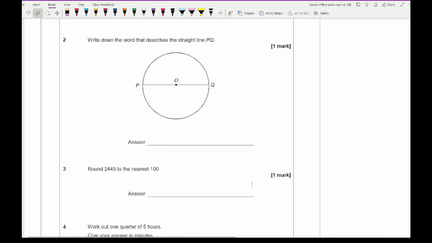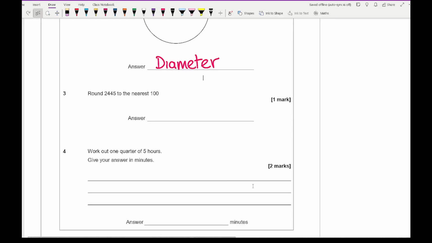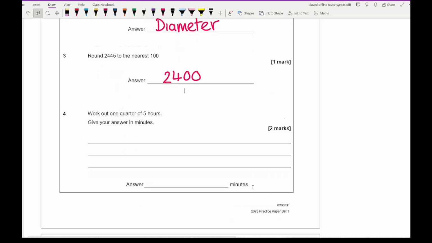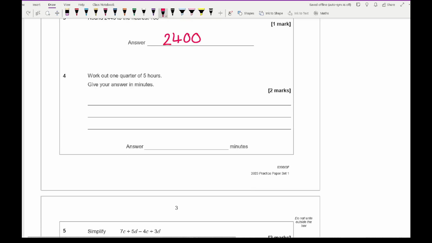Question 2, it says write down the word that describes the straight line P to Q, and that is going to be the diameter. For question 3, it says round 2,745 to the nearest 100, and that's going to be 2700. Then for question 4, it says work out 1/4 of 5 hours.